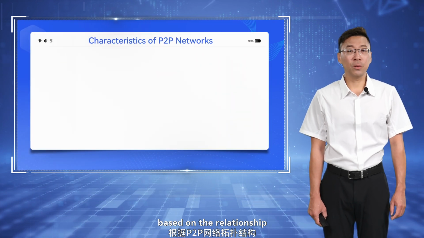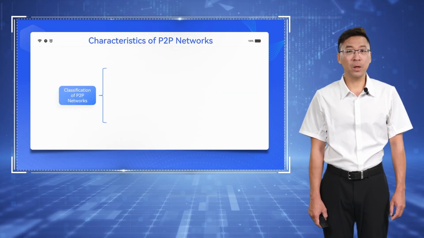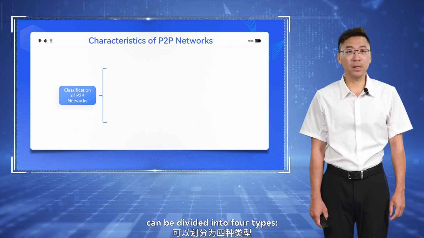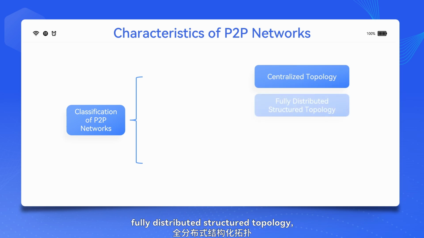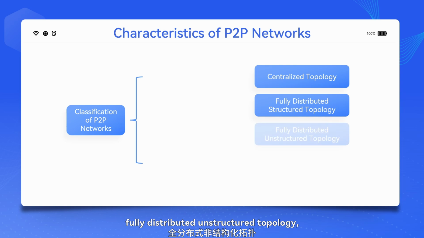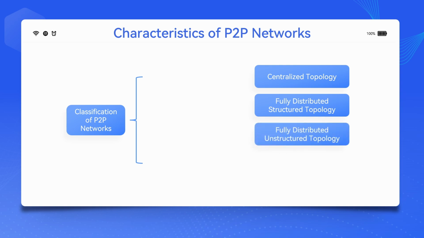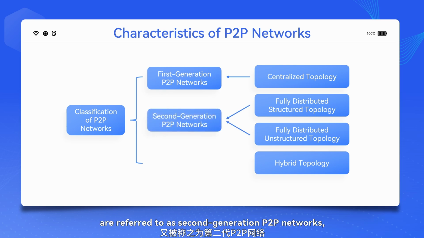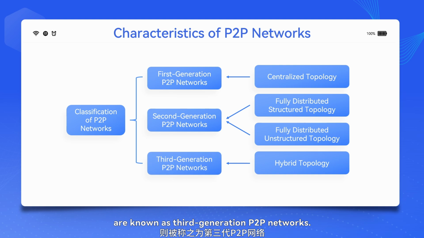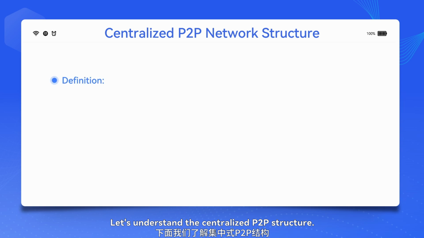Currently, based on the relationship of P2P network topology structures, P2P network topologies can be divided into 4 types: centralized topology, fully distributed structured topology, fully distributed unstructured topology, and hybrid topology. Among them, centralized P2P networks are also known as first-generation P2P networks. Fully distributed P2P networks are referred to as second-generation P2P networks, and hybrid P2P networks are known as third-generation P2P networks. Let's understand the centralized P2P structure.